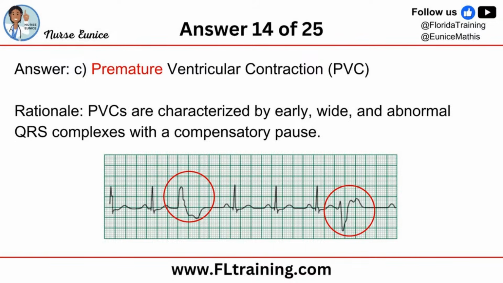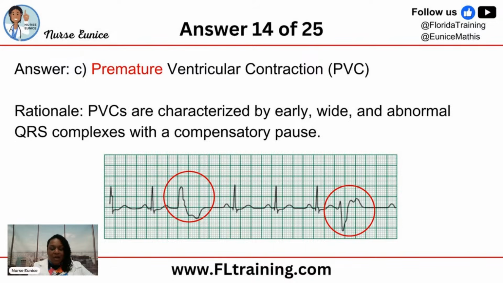When we say early, what are we talking about? Remember that the QRS complex is supposed to come after the P. But if the QRS comes before the P, and there's a compensatory pause, not only is this abnormal because it actually came from the ventricles, but it came before the normal complex, and it makes things go out of sync. And a PVC, if you only have a few, means the heart is a little bit irritated.